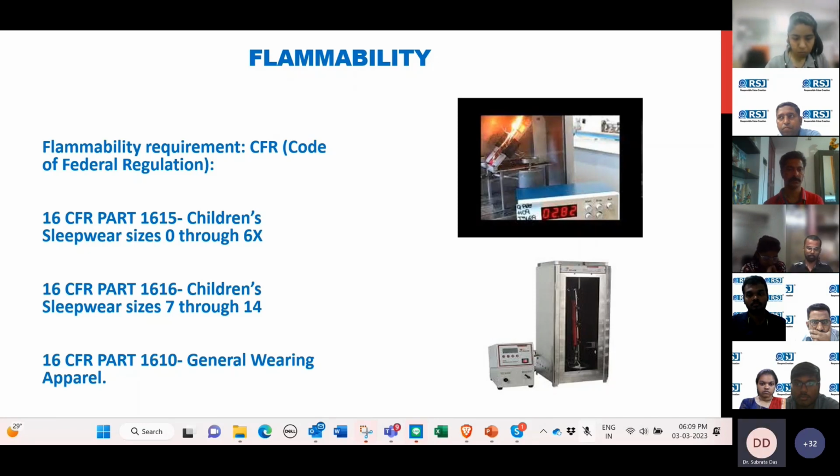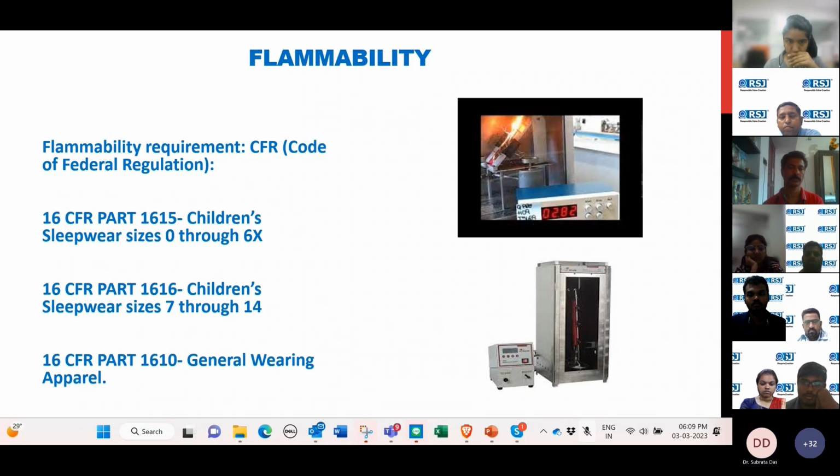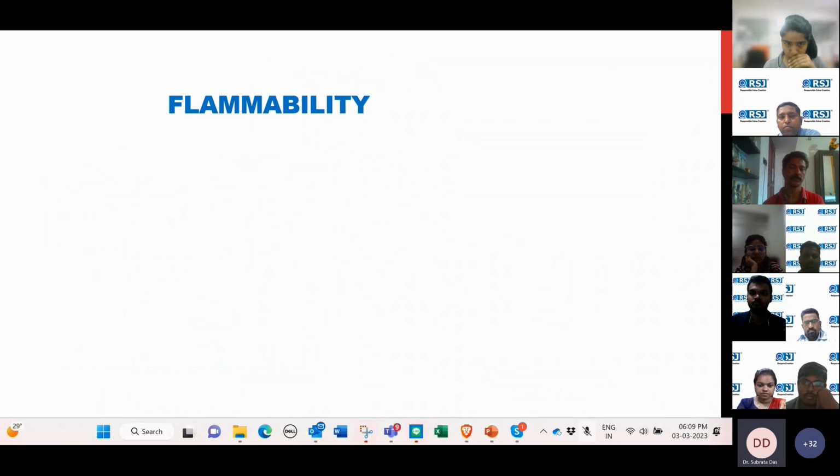I have seen many products which passed the physical tests and the chemical tests, but failed the flammability test. So it is very, very important. That's why, when designing the garment, one has to be very careful about what type of product they are going to use in that material. Flammability plays an important role, that's why, in children's garments.